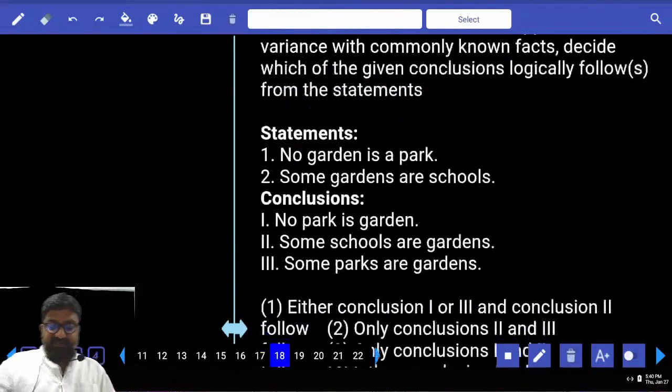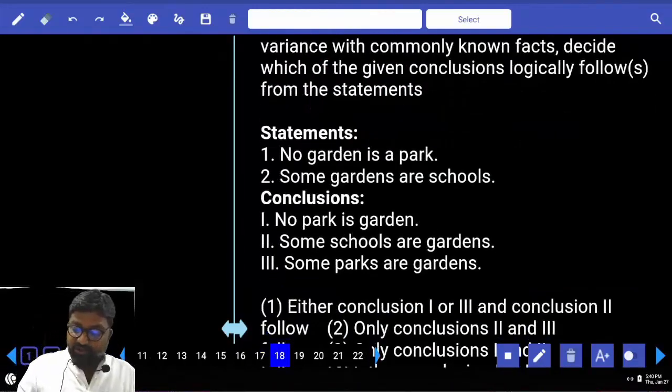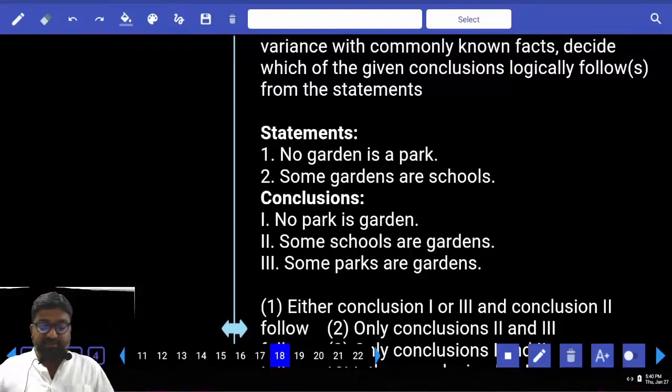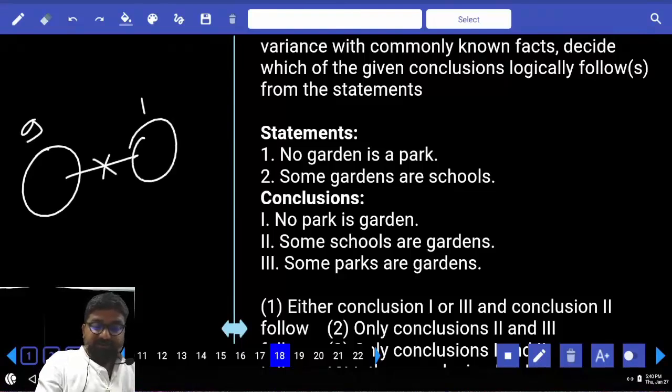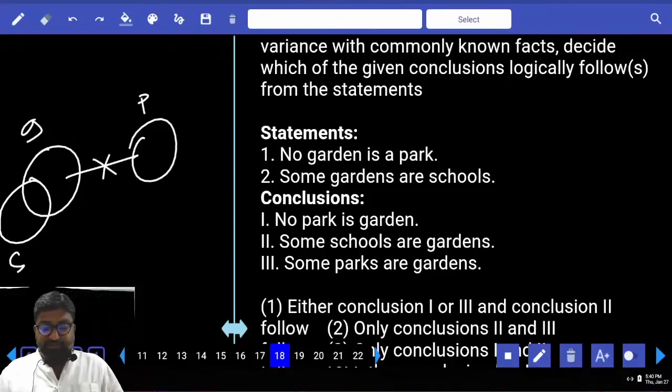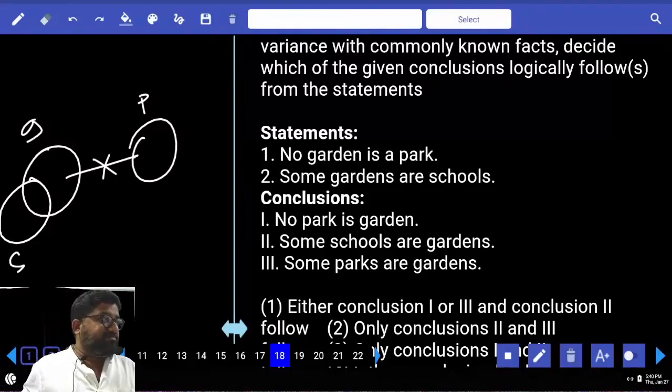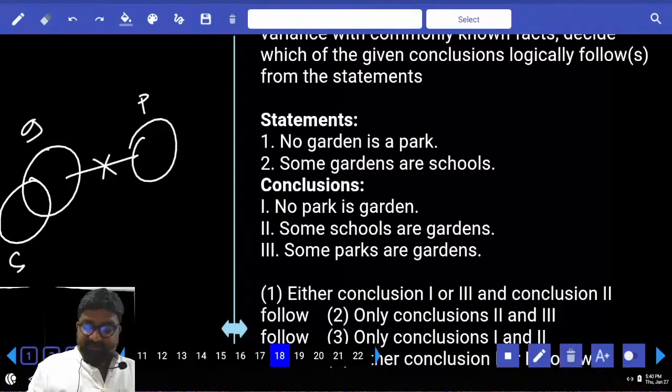Come on, 18th. This is a question which is clearly based on syllogisms. No garden is a park. Some gardens are schools. First conclusion: No park is garden. Right or wrong? No park is garden. Right.